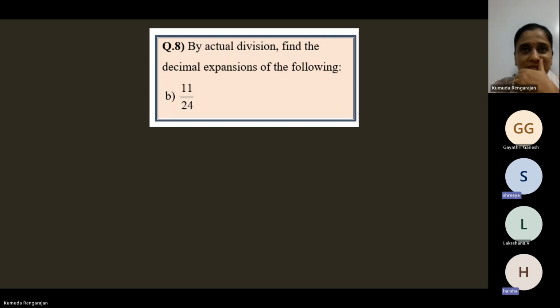I tried it out, ma'am. Calculator? No, I tried it out. Okay. 0.4583, then another 3 comes, and I'm seeing that 3 keeps going on, so I'm just stopping there. Correct.